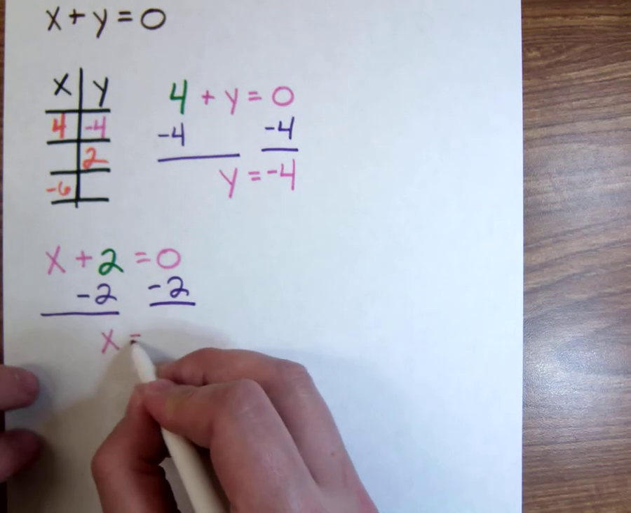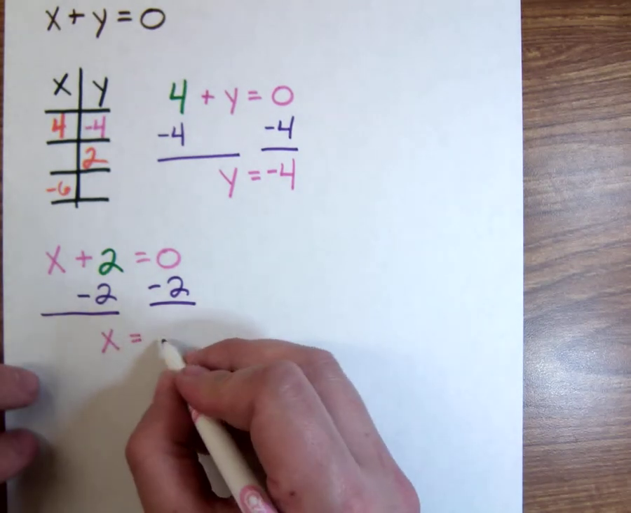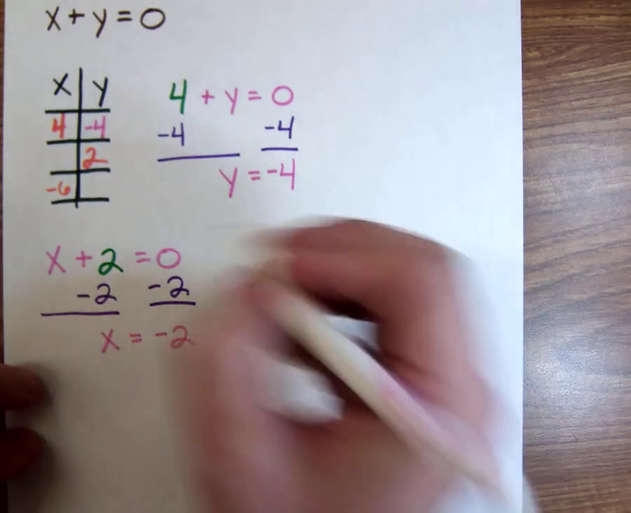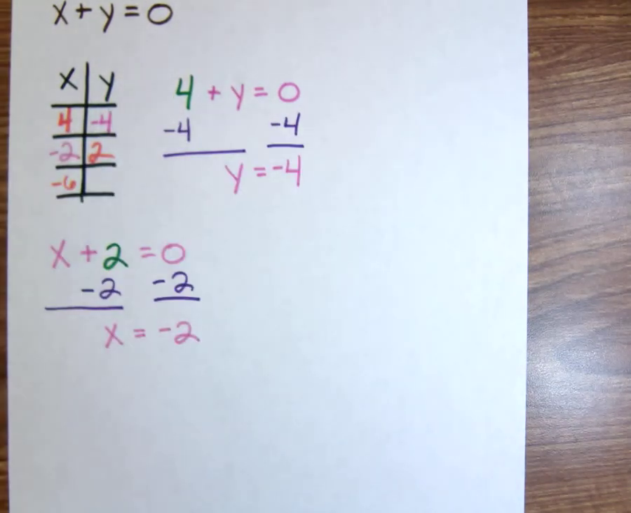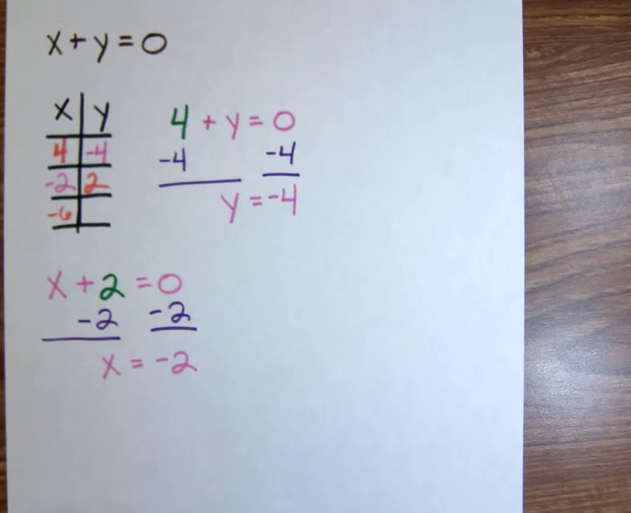So x equals negative 2. Great. Looks like their sequences are just opposite. It does look like that. They're just the opposites. Now, why would that happen?